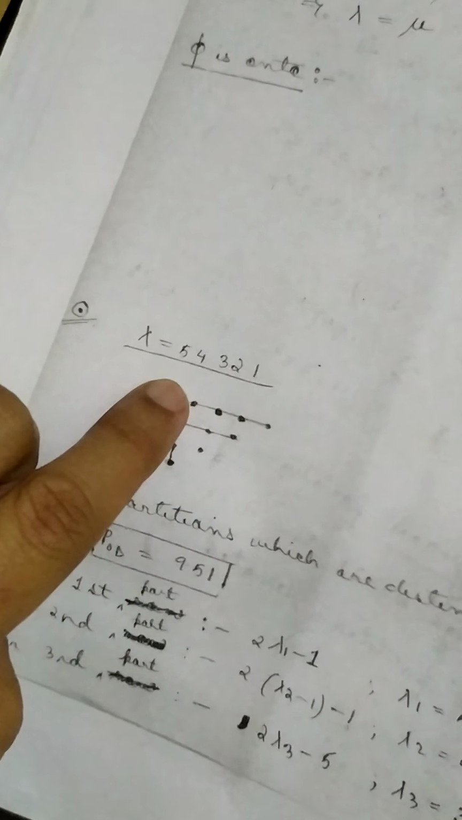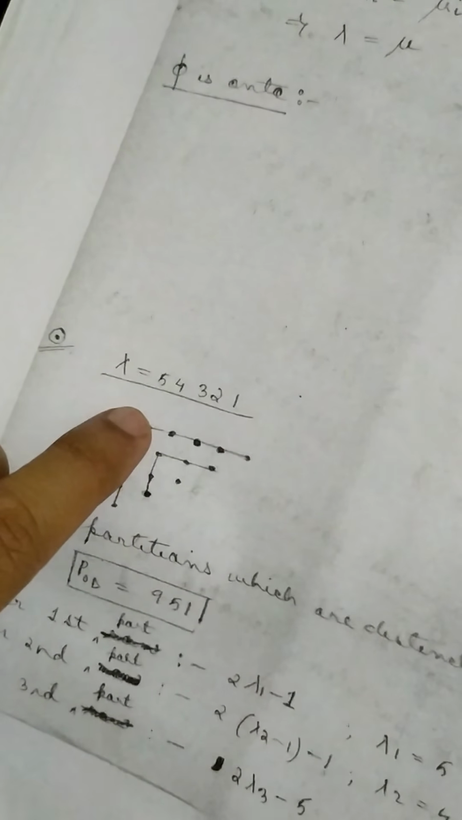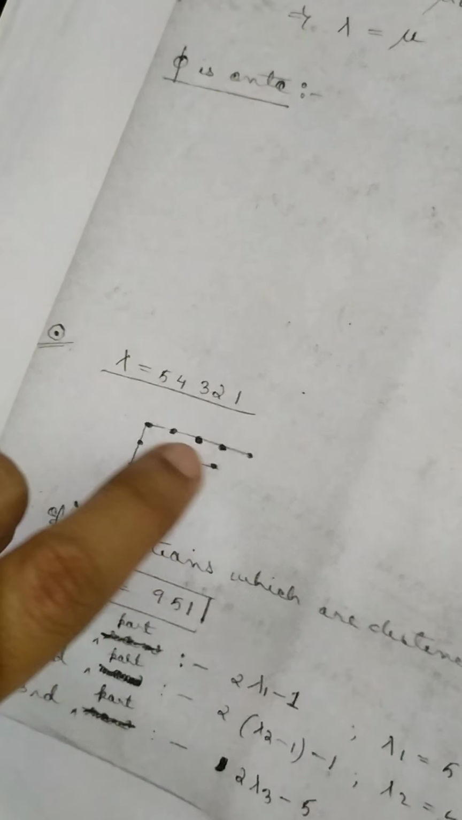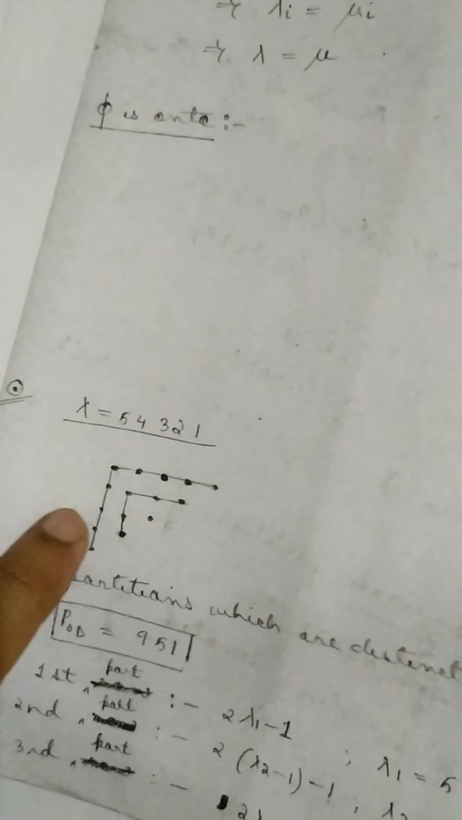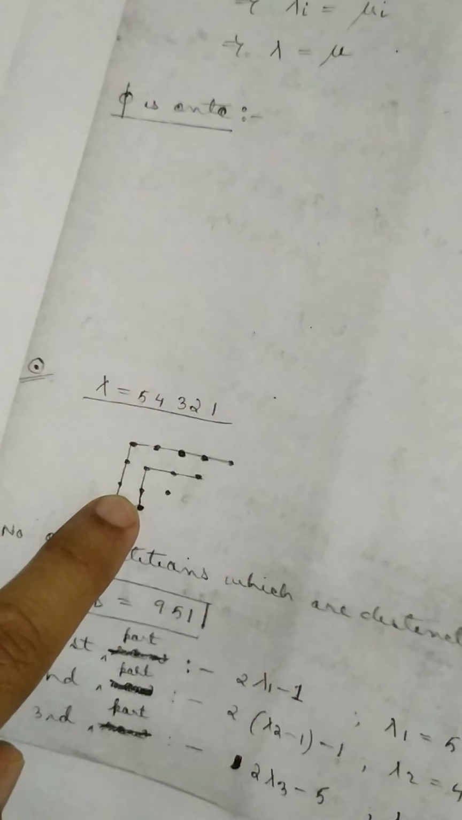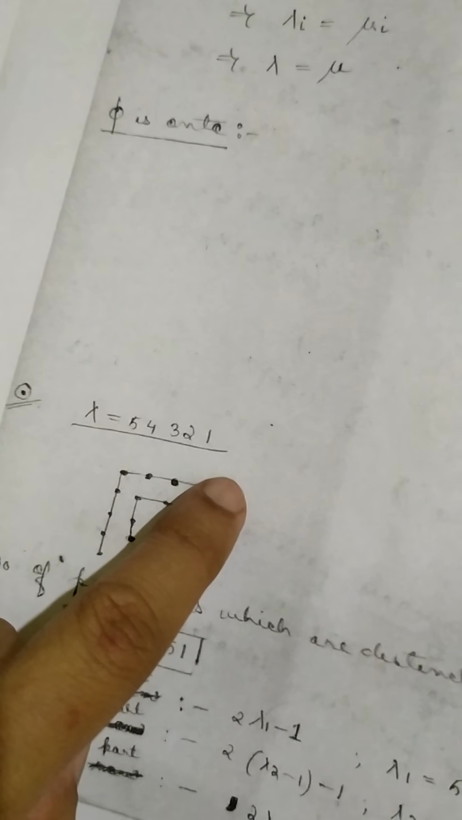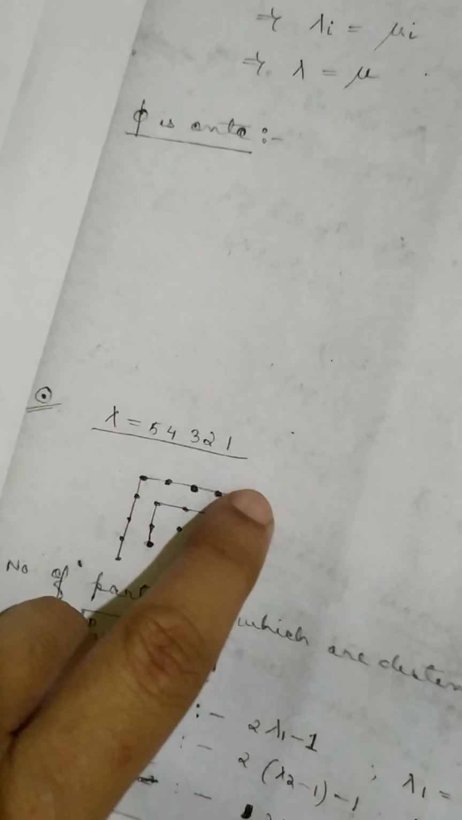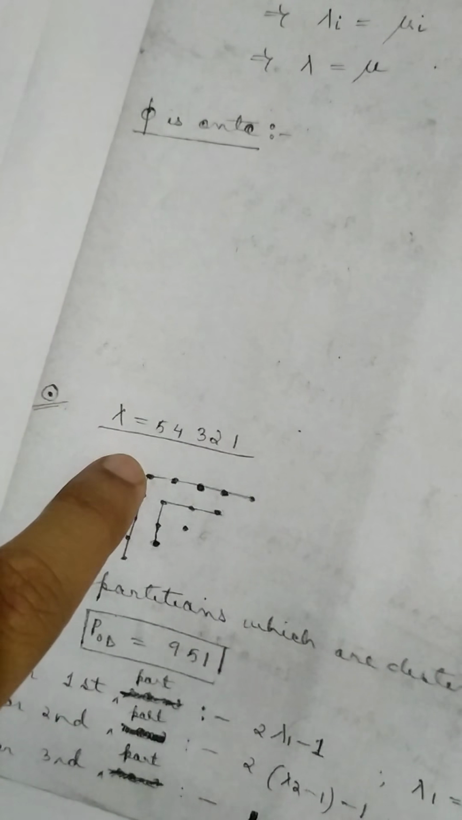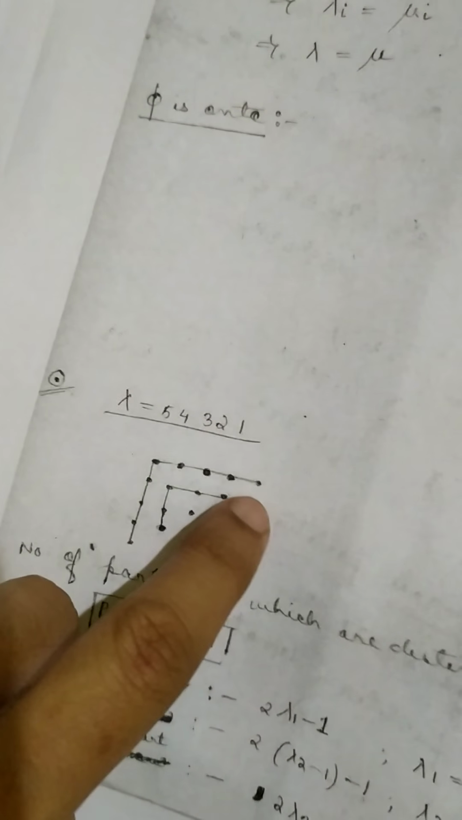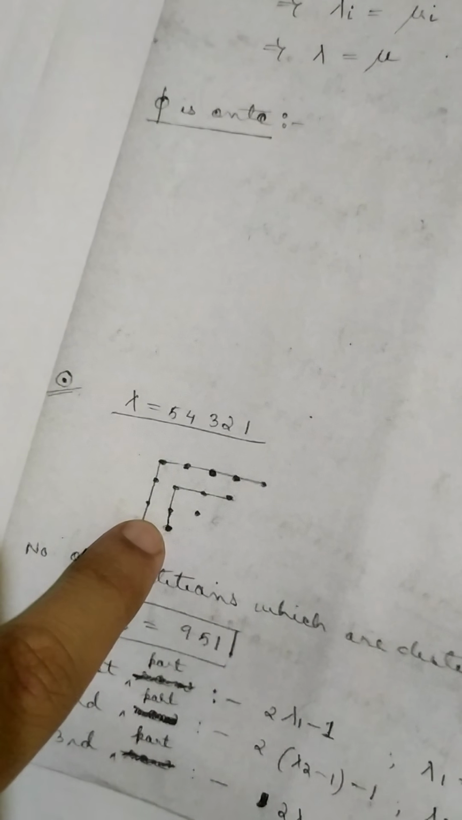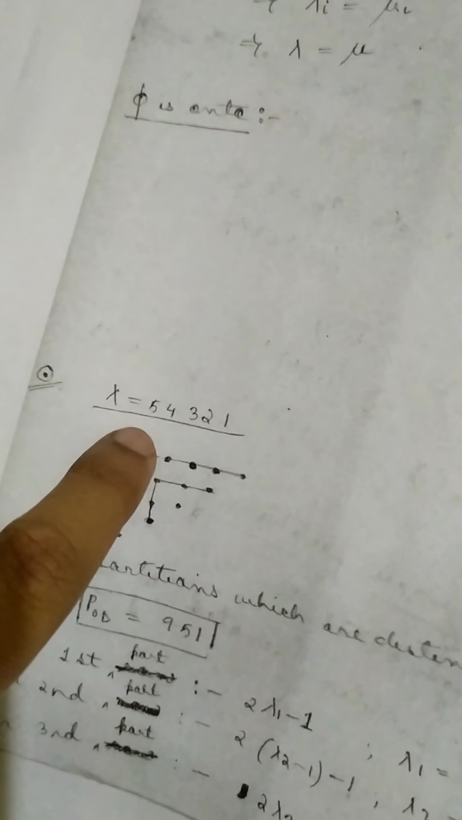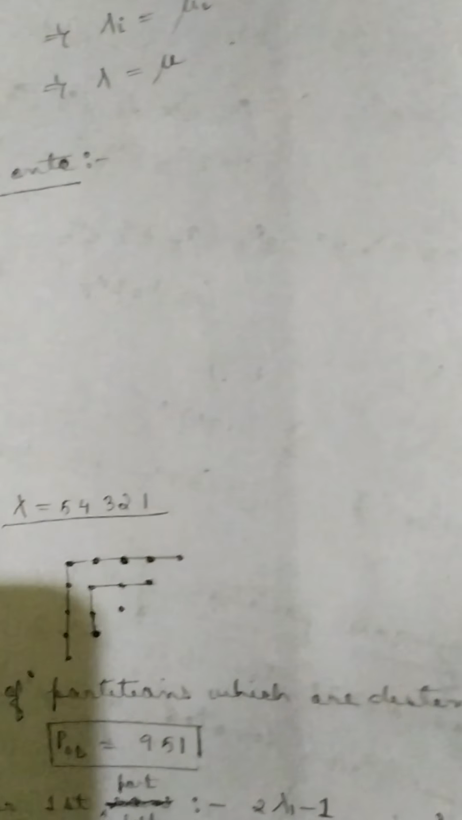You can have this partition of 15 because in the hooks we counted all the dots, so automatically it is a partition of 15. The first hook has 5 plus 4, that is 9 dots, then 3 plus 2, that is 5, then 1. So the partition is 9 5 1.